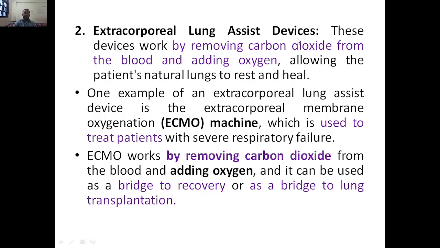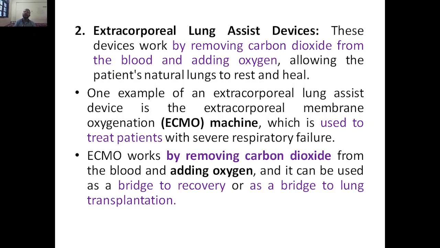So the second step is we are having the extracorporeal lung assist devices. That means these devices work by removing the carbon dioxide from the blood and adding the oxygen, allowing the patient's natural lung to rest and heal. So here we are giving rest to the lung, and this particular device will add oxygen to the blood and remove the carbon dioxide from the blood. How does it do this? One example of an extracorporeal lung assist device is this particular ECMO, which you can call extracorporeal membrane oxygenation. It is a membrane oxygenation machine because we are giving the oxygen, and it is used to treat patients with severe respiratory failure.